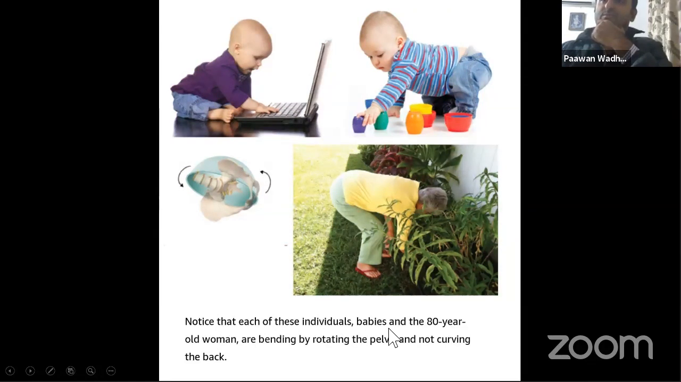Notice that each of these individuals, babies and the 80-year-old woman, are bending by rotating the pelvis and not curving their back. Back is straight. Babies have such a strong instinct when they are young, that when they newly learn how to align to the gravity axis, they never bend wrong. But it is by seeing the tensions of others in our culture that we start distorting ourselves. But as a natural instinct, when we are aligned to the gravity axis, we usually bend properly.